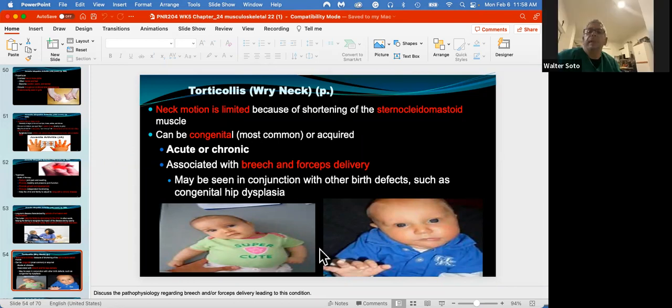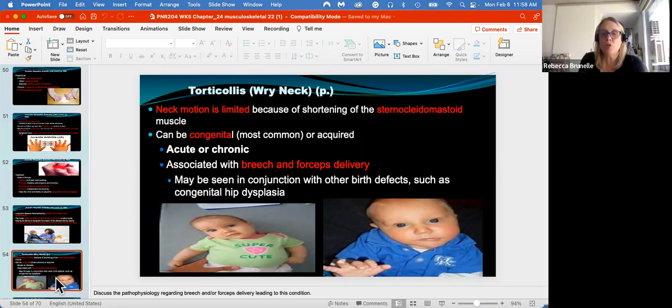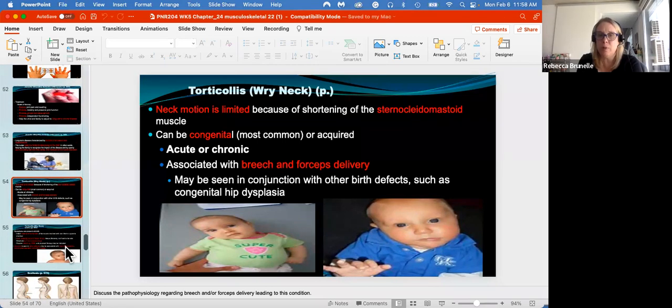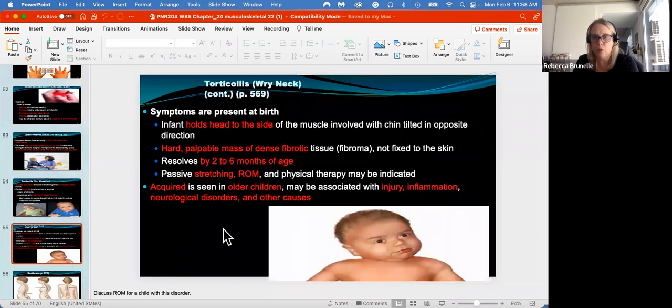It all depends how severe it is. Yeah. So surgery is pretty uncommon. They normally can do some muscle stretching, etc., and it'll usually resolve by 2 to 6 months. So you teach the parents to do this passive stretching, range of motion. If it's really severe, they might end up needing surgery. But most of the time they can do the range of motion exercises to resolve it.